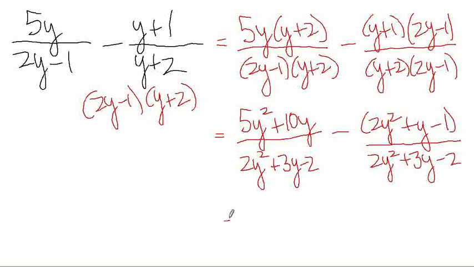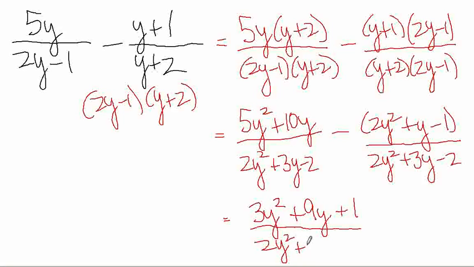Okay, so now subtracting the numerators, finding the difference of the numerators, I get 5y squared minus 2y squared, so 3y squared. 10y minus y, that gives 9y. And minus 1 gives plus 1. I hope you got the sign correct on that piece. And then on bottom, 2y squared plus 3y minus 2.